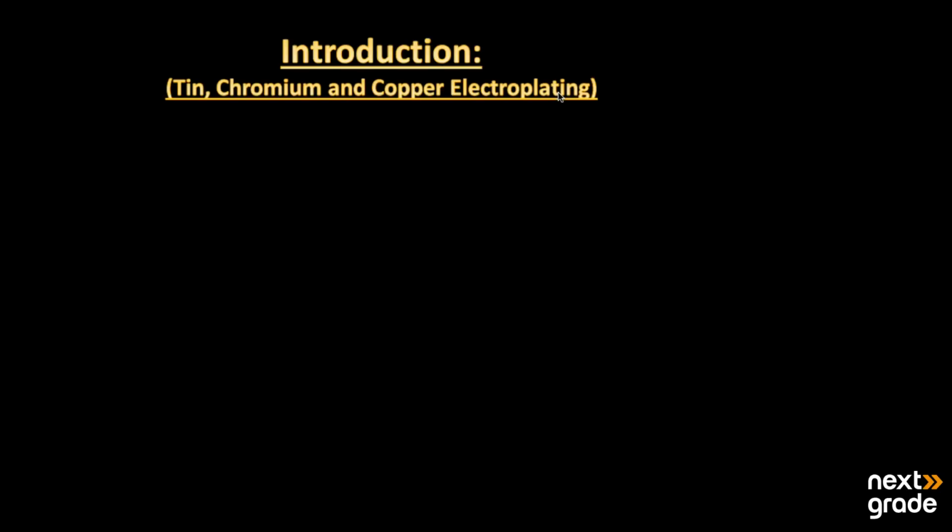So the topic we will discuss today is the simple process of electroplating, in which tin, chromium and copper are electroplated over the surface of other metals. First of all, you must know what is meant by electroplating. Basically, electroplating is a process using an electrolytic cell in which one metal is deposited on another metal.